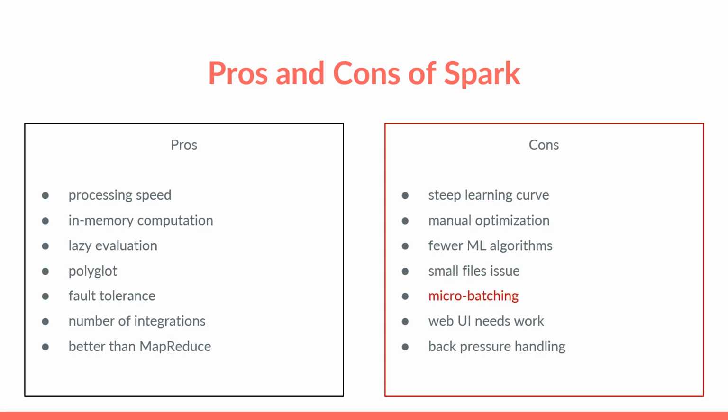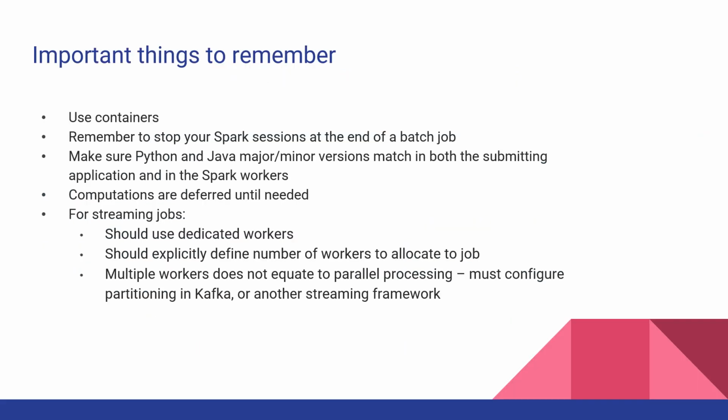Spark's stream processing is technically not real time because on a periodic basis, Spark ingests a micro batch of stream records, though in practice this seems to be a non-issue. The web UI needs a lot of work. It's difficult to host behind a load balancer and is lacking in useful visualizations. And out of the box, Spark has poor back pressure handling, though in production, auto-scaling and low-latency distributed storage can mitigate this.